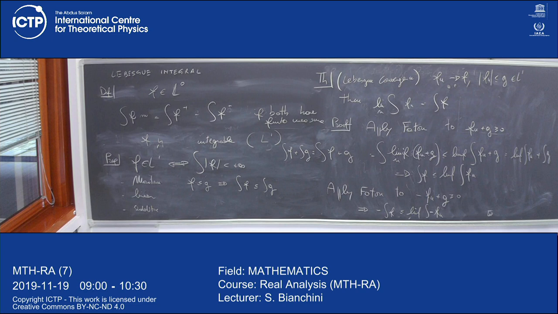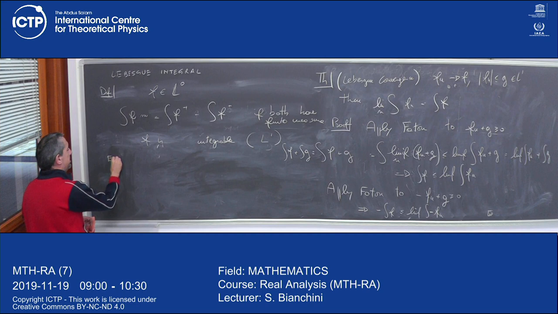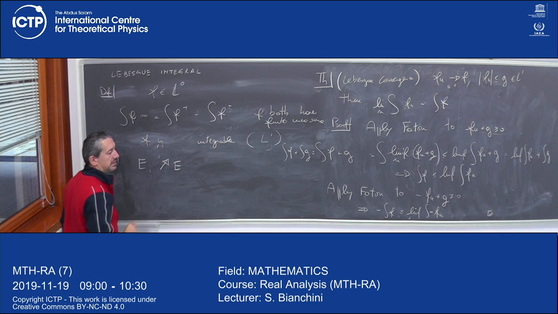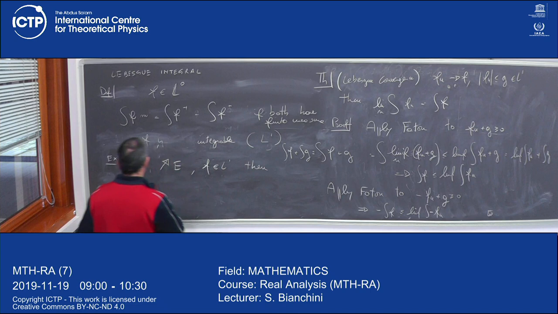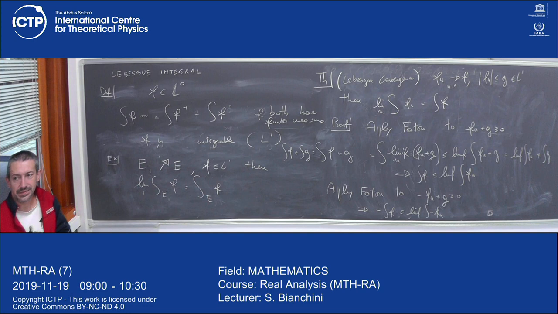So let's go on with some property then. Let's see if I have something. Do some exercise. Exercise. Suppose Ei is converging to E and f is in L1, then the limit over i of the integral over Ei of f is equal to the integral over E of f. There are several proofs, shorter, longer, whatever. So how to do that?